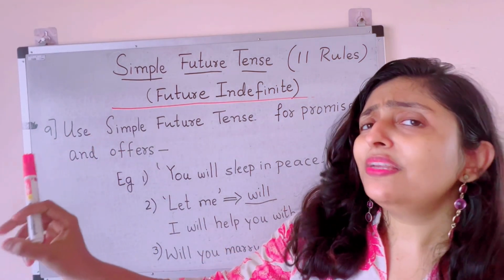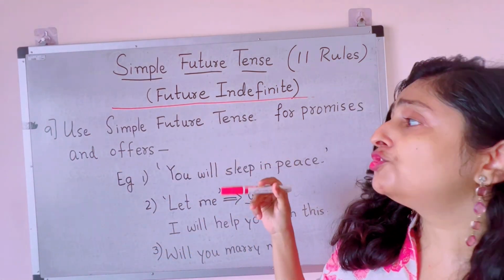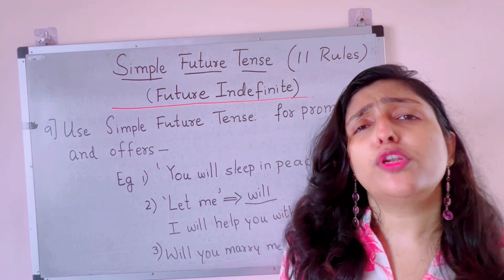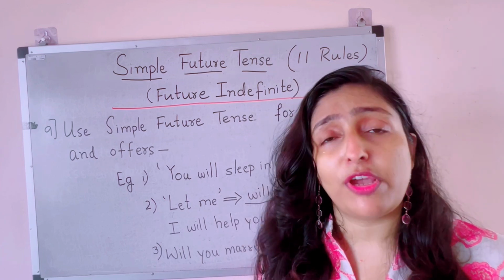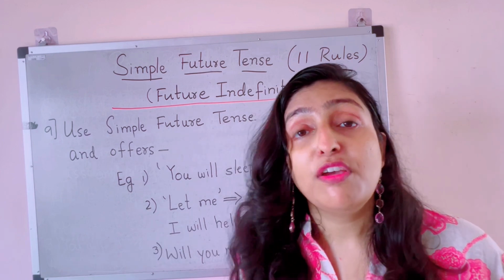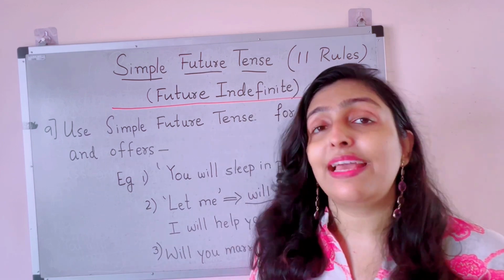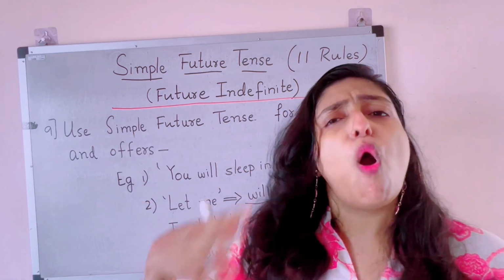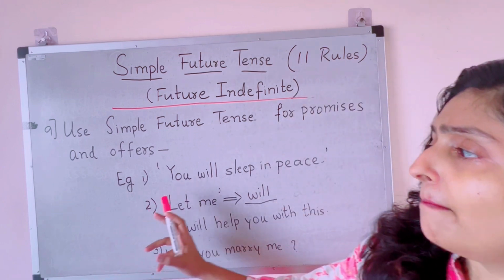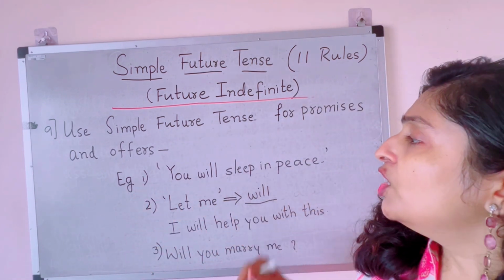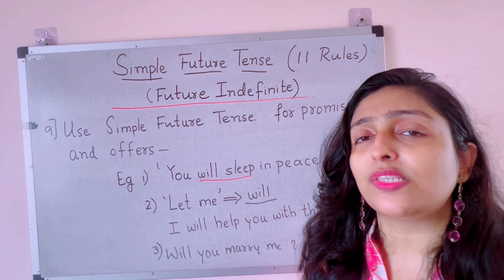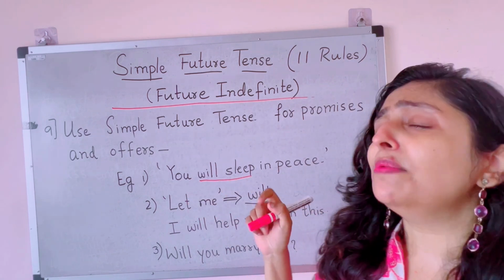Okay. Rule number 9 is use simple future tense for promises and offers. If you want to promise something to someone, you have to use simple future tense. I don't think there is any other freedom of choice or any other option other than using simple future tense. If you need to offer something, you can use simple future tense. Let's have a glance at the examples. Look at the first example. You will sleep in peace. This is in simple future tense.